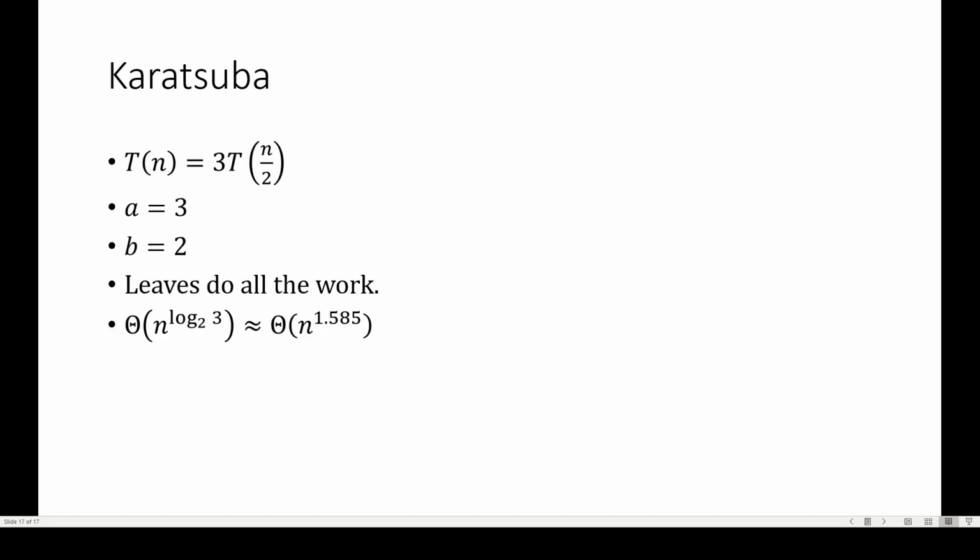And the algorithmic complexity is similar to the algorithmic complexity of the original solution, except we are only recursively calling this algorithm three times instead of four times, which means that n is raised to the exponent log base 2 of 3 instead of 2, which gives us an exponent of around 1.585.